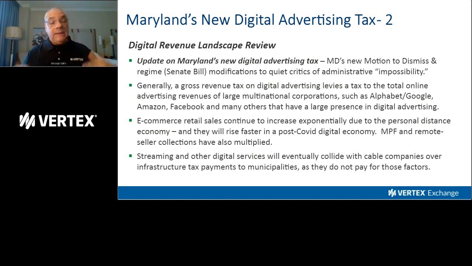So again, e-commerce retail continues to increase exponentially due to the personal distance economy, and it will rise faster in the post-COVID world. And marketplace facilitators and remote seller collections are also multiplying. So why am I interjecting this at this point? Because imagine if, on top of this, services, goods and services, we also have social media, digital advertising, and that kind of widening of the tax base.